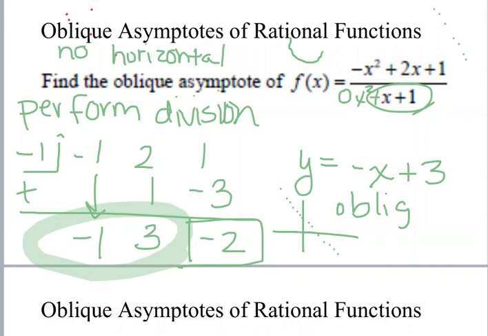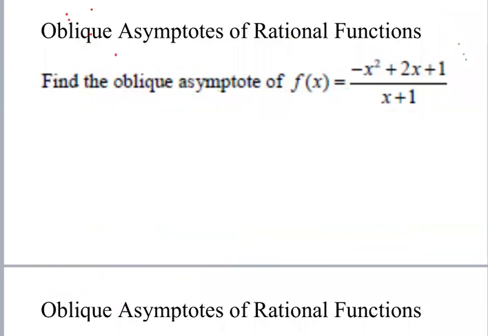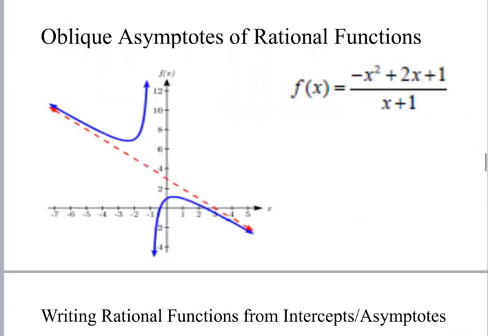Okay, so if it's not a horizontal, try dividing it in and you can get that slant or oblique asymptote. So this is what that one looked like with that slanted one. So here was our -x plus 3 one. And it's showing that the graph can go close to it, but not quite touch it.